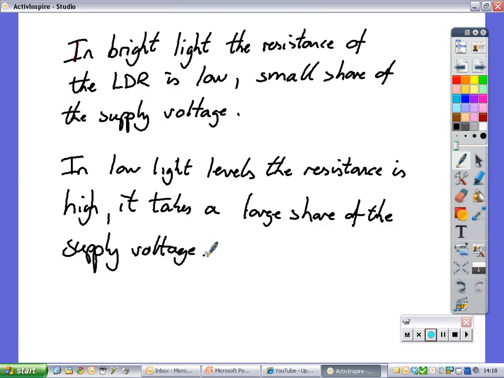So if it's sunny, nice and bright, resistance is low. If it's dark and miserable, resistance is high. Okay, light, resistance is low; dark, resistance is high. That's the way I always remember it for an LDR. I'll try and remember these two statements here.